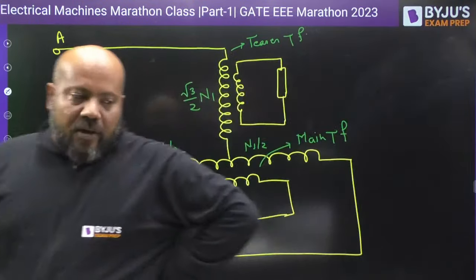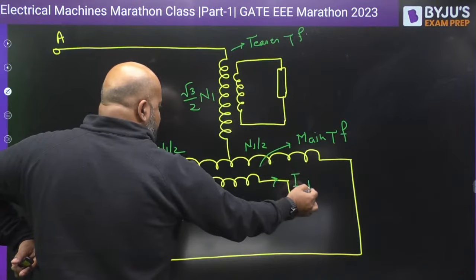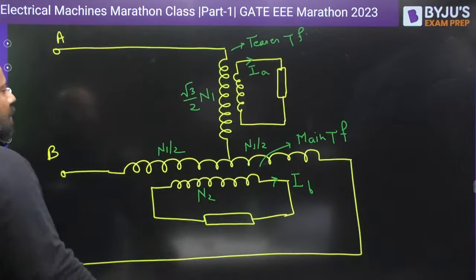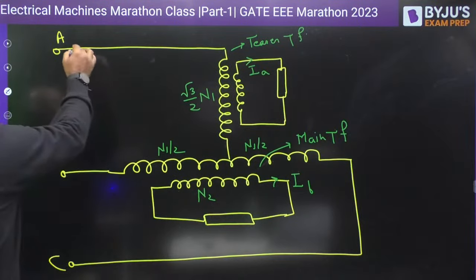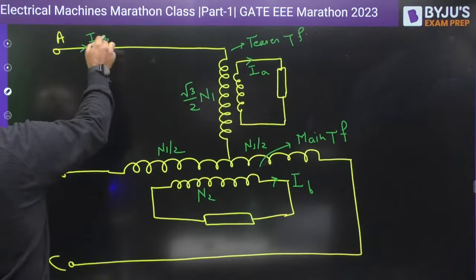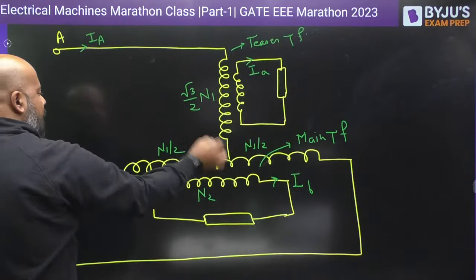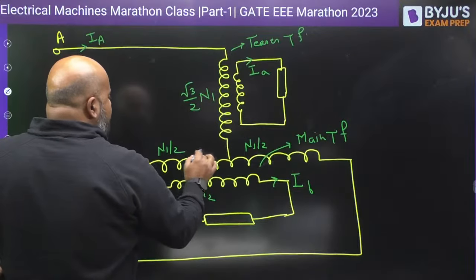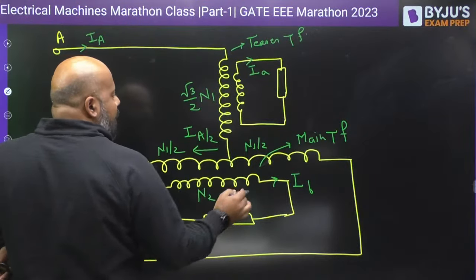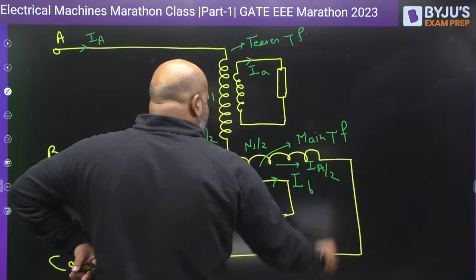Now suppose the current coming here is IB, and current coming here is IA. Now understand, sorry, the current coming from here is IA. IA current coming from here is going to be divided as IA by 2 in this direction and IA by 2 in this direction. Yes or no?